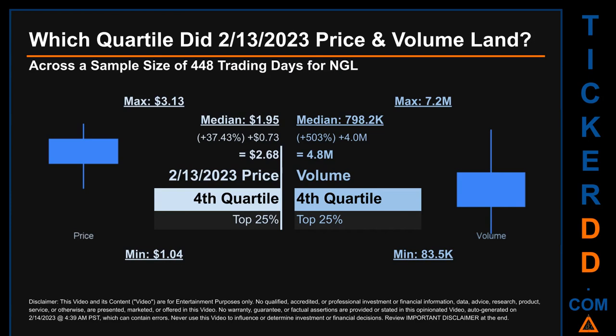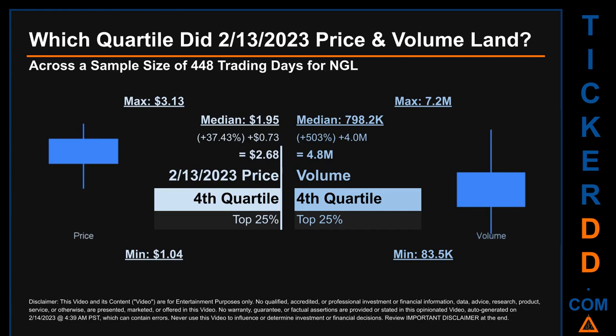Which quartile did February 13, 2023 price and volume land? Across a sample size of 448 trading days, the maximum end-of-day price for NGL was $3.13 while the minimum was $1.04. Within that price range, February 13, 2023 price, of $2.68, landed within the fourth quartile, meaning that it was within the top 25% of all sampled end-of-day prices.